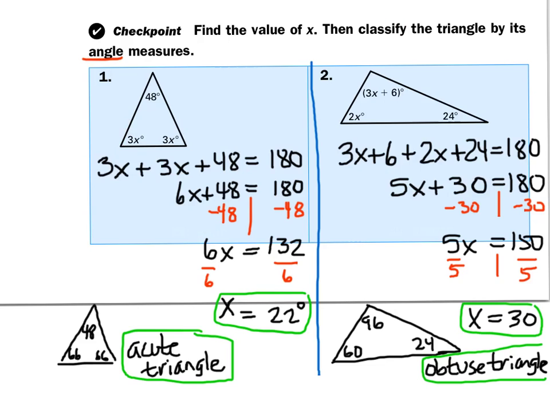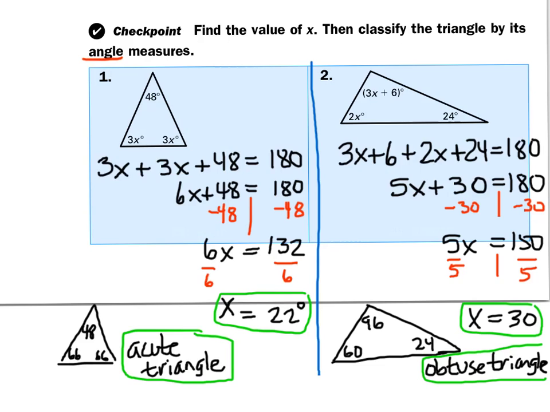Alright, so we see 3x plus 48 has to equal 180. Then add the like terms, so 3x plus 3x gives us 6x plus 48 equals 180. Subtract 48 on both sides, so 6x equals 132. Then we divide both sides by 6, so x equals 22. Now if I plug 22 in for x, 3 times 22 gives me 66, 66, and 48. You always go to the largest angle, so 66 is the largest, and since it's less than 90, this would be called an acute triangle.